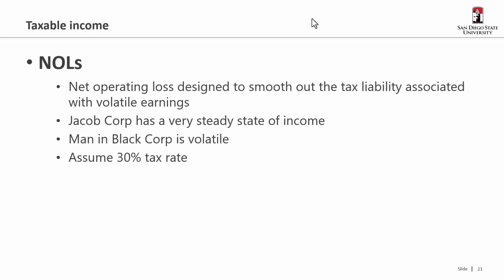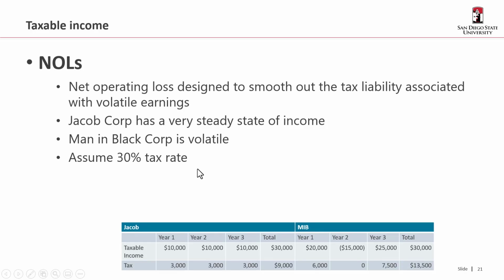And so what happens is, when you're in a position where you have a loss, you don't get money back necessarily. Instead, you just have zero tax. The NOL is designed to help smooth out tax liability that might be associated with volatile earnings. So let's compare Jacob Corp, which has a very steady state of income, versus Man in Black, which has a volatile income stream. And we'll just assume a 30% tax rate just to make life easy to calculate.